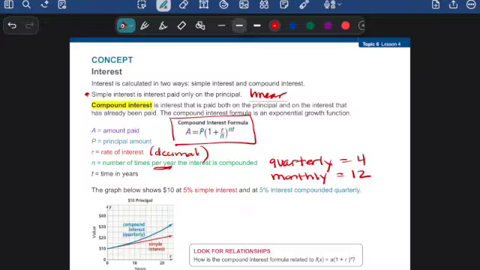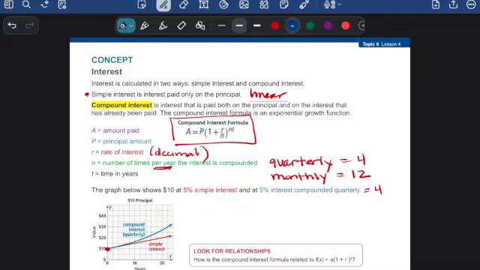The graph below shows $10 at 5% simple interest and 5% interest compounded quarterly. So we're going to compare the two. We know simple interest is linear, so we're starting with the same initial amount. We're starting with $10 we put into the account. Simple interest, we're earning 5% of $10, and that's how much you get every quarter. So this is 4 times a year. So you get 5% added 4 times a year, and you can see the simple interest is increasing at a linear rate, okay?